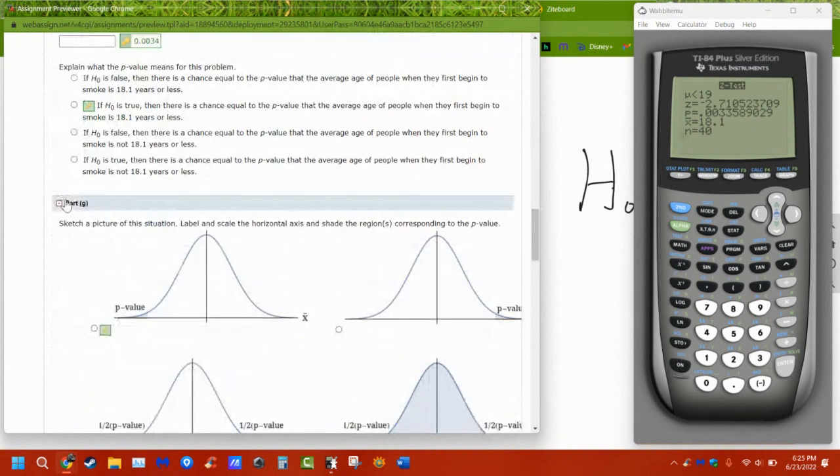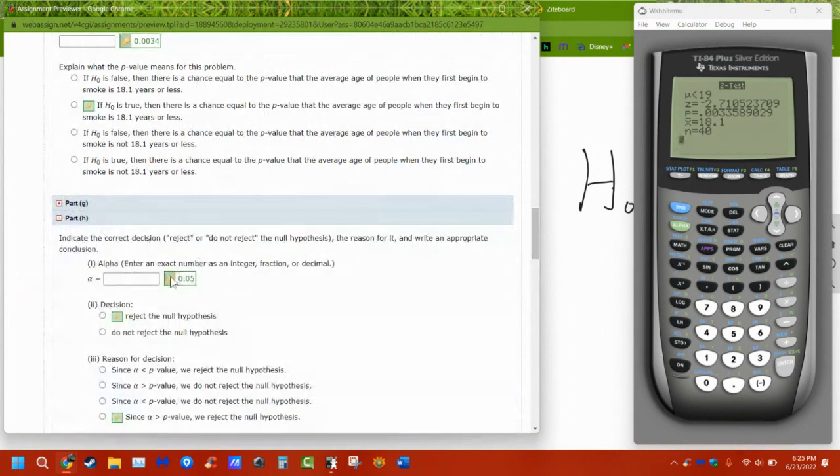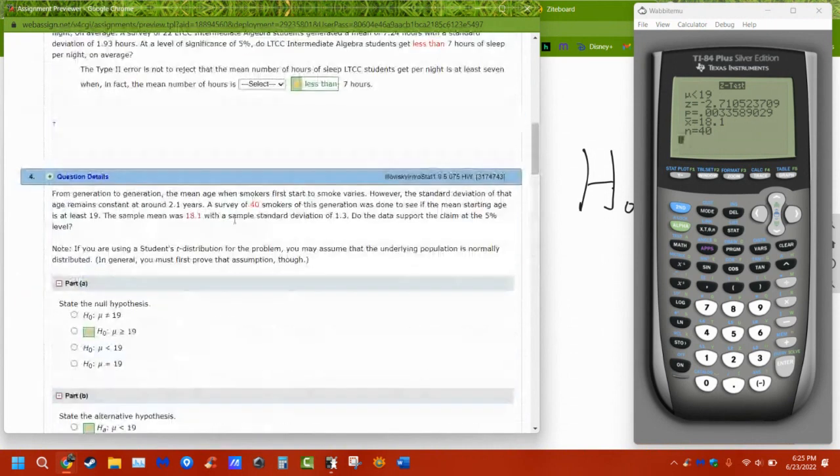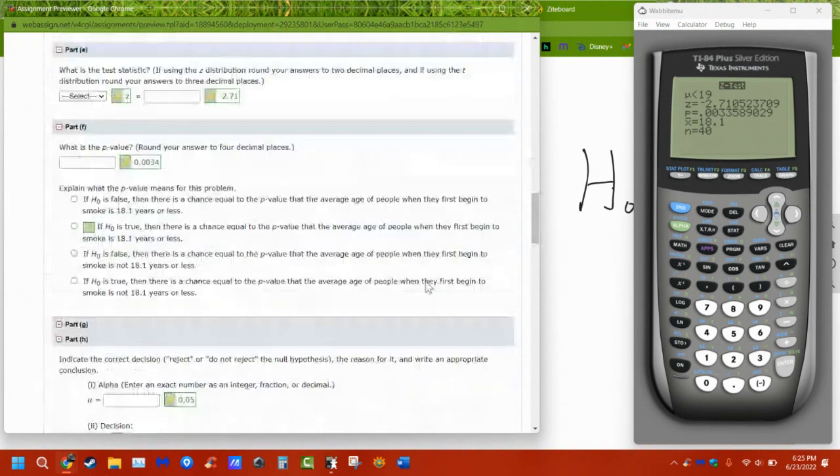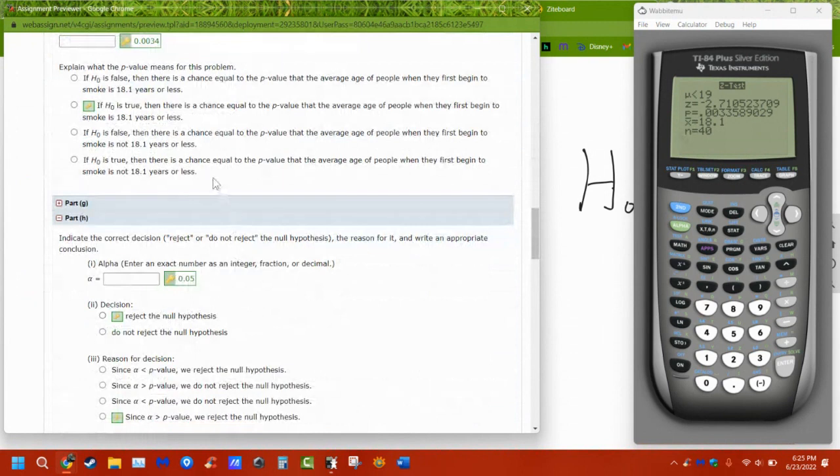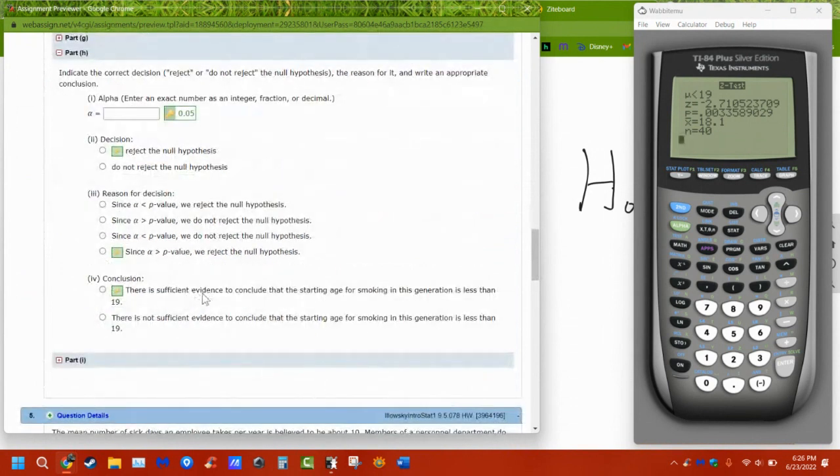We compare, hold on, I'll skip this for a second. Our alpha is right here. They tell us it's 0.05. Every one of these is gonna be 0.05. We then compare the p-value to the alpha. If alpha is bigger than the p-value, or the p-value is smaller than alpha, we reject the null hypothesis. We have sufficient evidence to believe that the null hypothesis is false. All right, so we're rejecting it because of this. And there is sufficient evidence to conclude that the null hypothesis was false, whatever the null hypothesis might be.